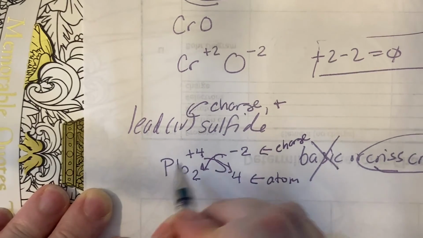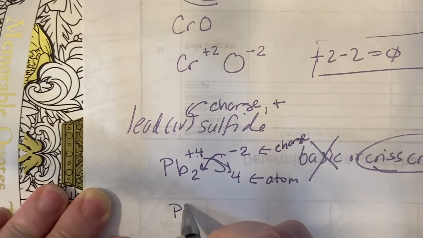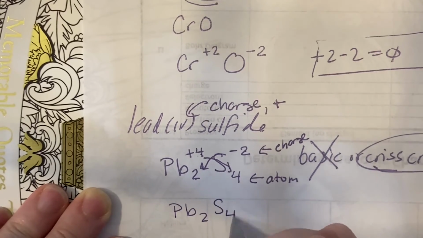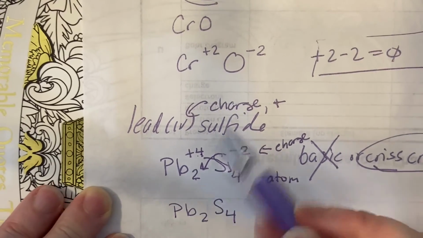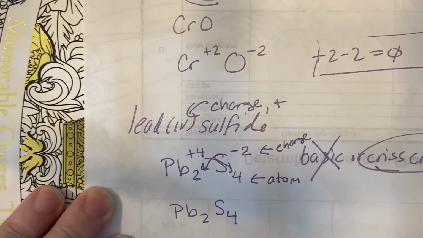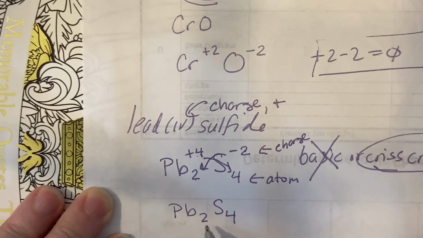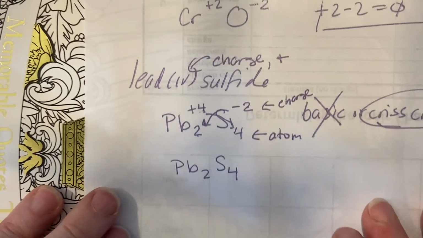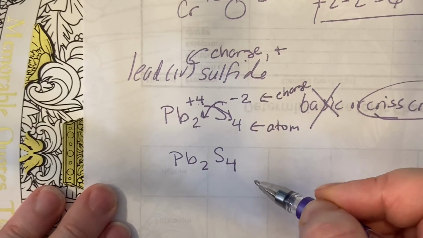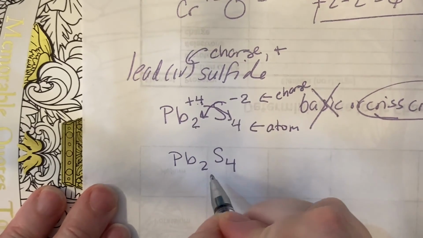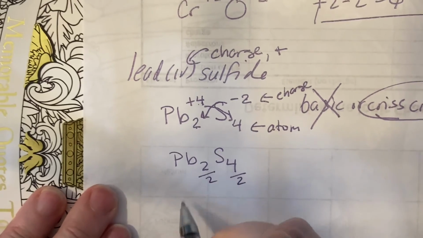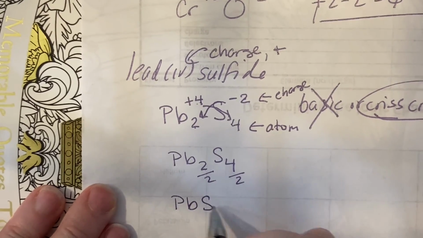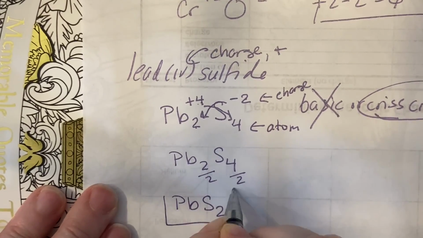Now when we rewrite this, we rewrite it without the charges, Pb2S4. So that is my formula, Pb2S4. Oh, but wait, this is not in its simplest form. Okay, so remember when we're doing ionics, we always simplify. So both of these can be divided by 2, and so we end up with PbS2. So that's our official formula.